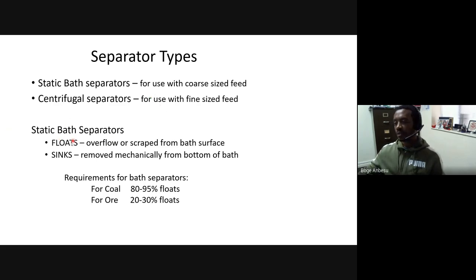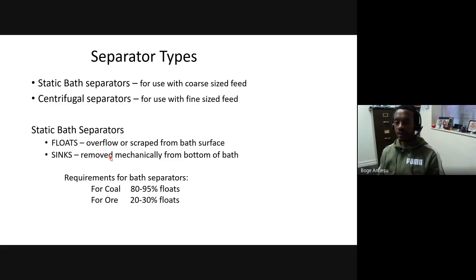So in static bath separators, obviously, the separator creates an opportunity to constantly remove the floats and constantly remove the sinks. And this could be, for example, done by simply scraping off whatever floats on the top of the separator as the floats product, and whatever sinks at the bottom can be mechanically removed as well. And that will give you the sinks yield, okay?